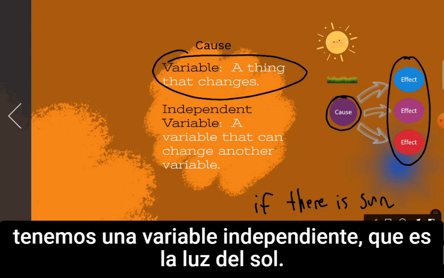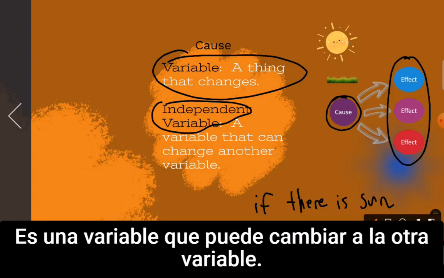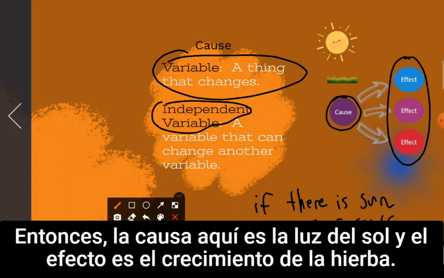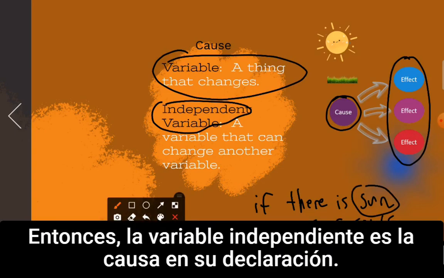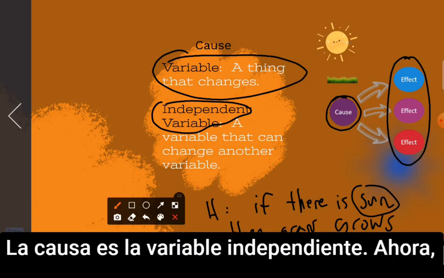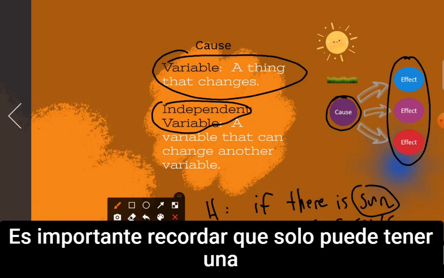In this case, we have an independent variable, which is the sunlight. It is a variable that can change the other variable. So obviously, if there is sun, then grass grows. Right? So the cause here is sunlight, and the effect is grass growing. So the independent variable is the cause in your statement. So again, this was the hypothesis. The cause is the independent variable. Now it's important to remember you can only have one independent variable.